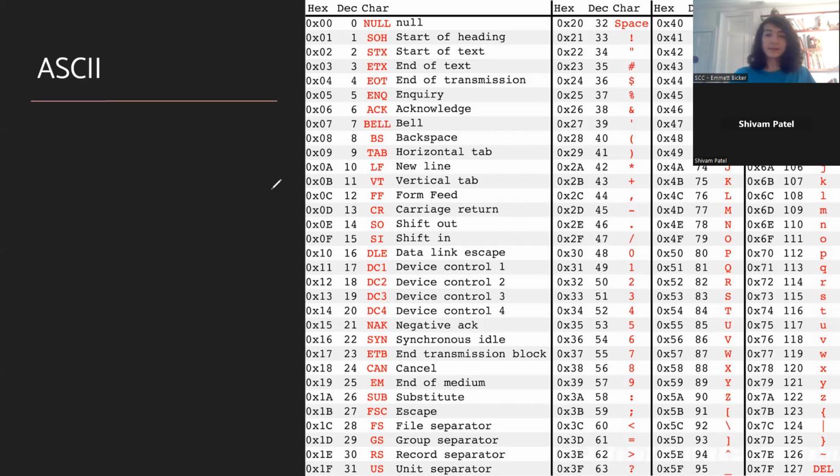So if I had 65, what would be the value of 65 as a character with this lookup table over here? And this column over here, the decimal, is the decimal value. Exactly, 65 would be capital A, because it would just go to this table and say, oh, hey, 65 is capital A. So fantastic.